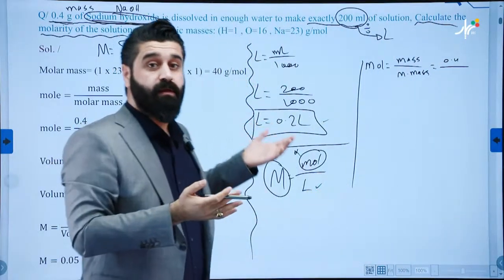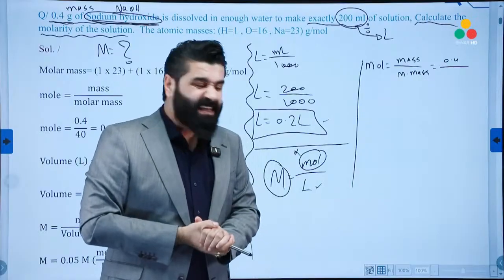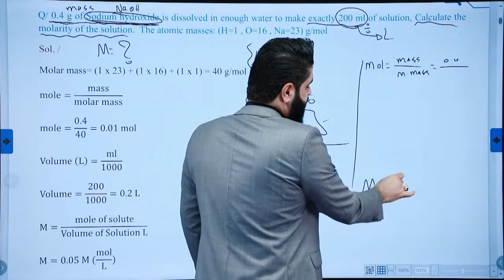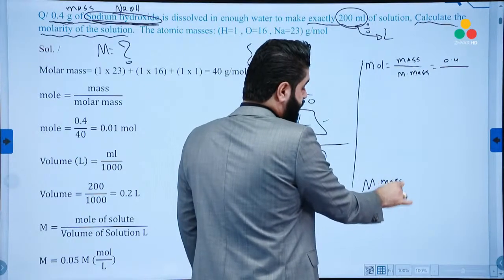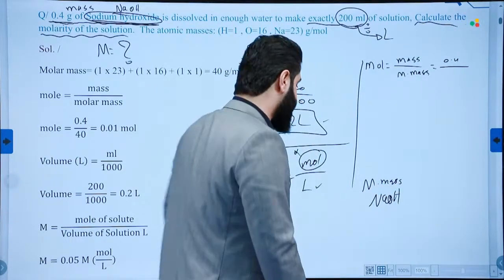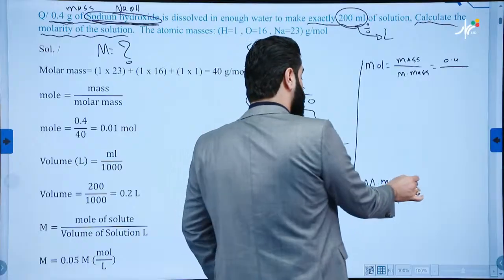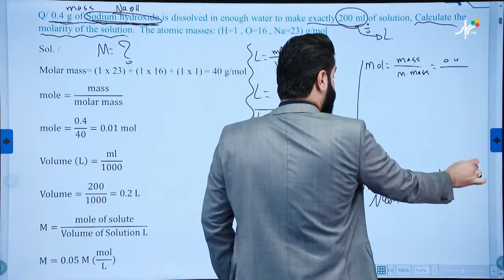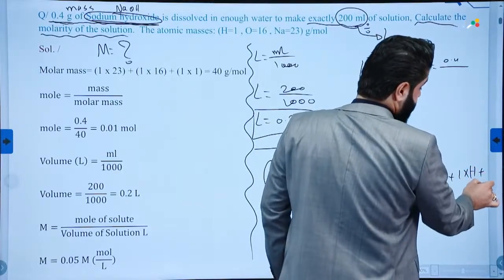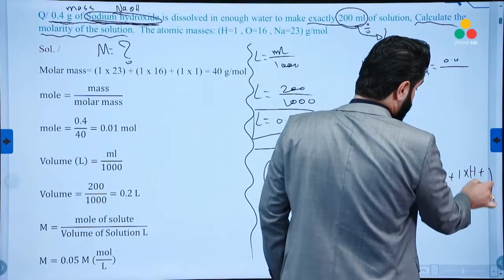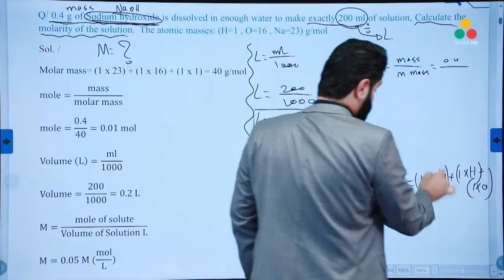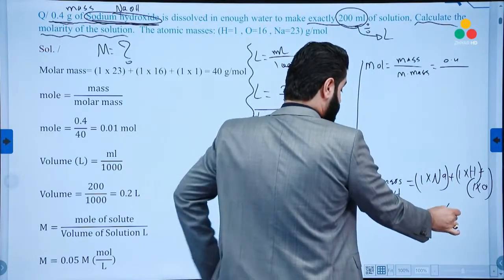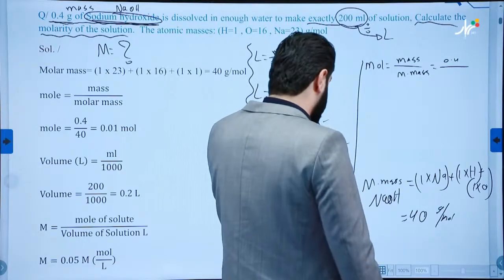Okay, what are you waiting for? Calculate the molar mass very easily. Look, molar mass of NaOH. Since the compound is sodium hydroxide, the formula is NaOH. Molar mass equals 1 times sodium plus 1 times hydrogen plus 1 times oxygen. So the final answer is 40 grams per mole. This is the molar mass of NaOH.